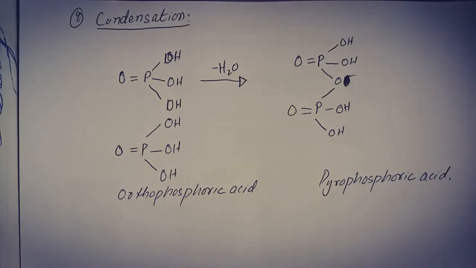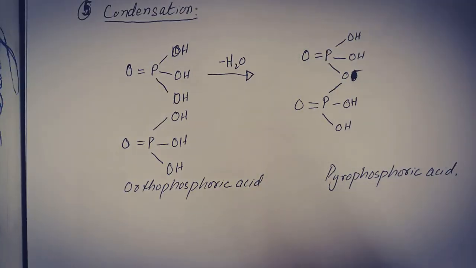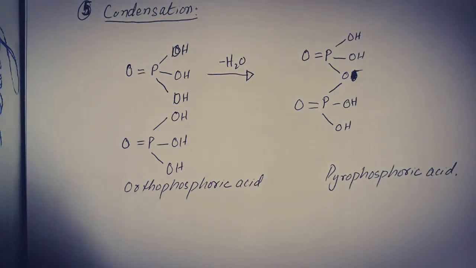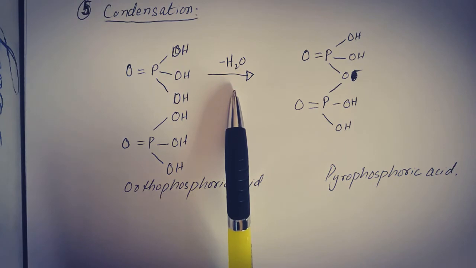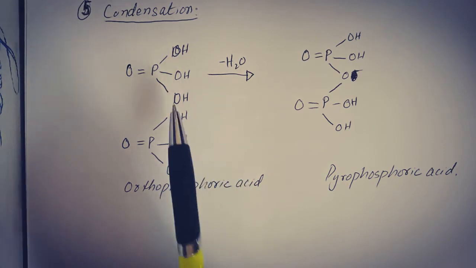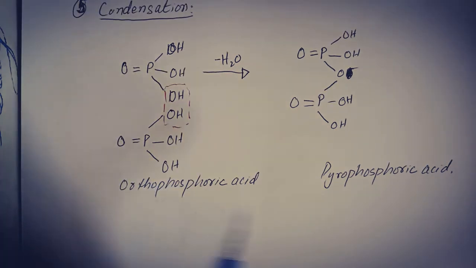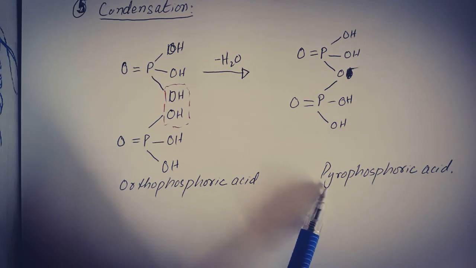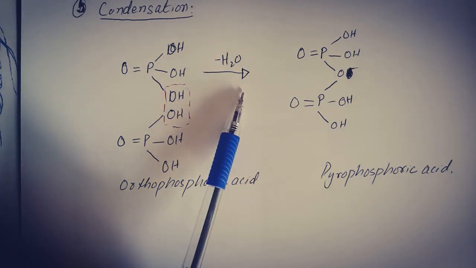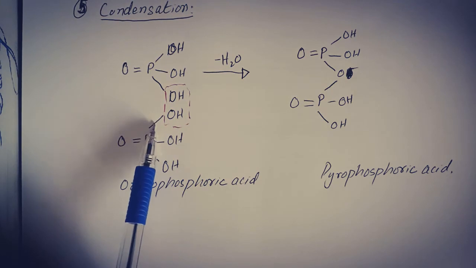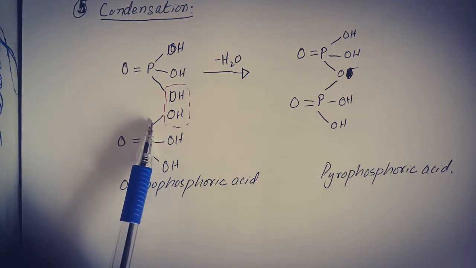The fourth kind, other kind is the condensation reaction. This kind of reaction represents the formation of more complicated molecule by the combination of two or more simple molecules with the elimination of water. The combination of two phosphoric acid molecules to form a pyrophosphoric acid with the elimination of one molecule of water is a typical example of condensation reaction.